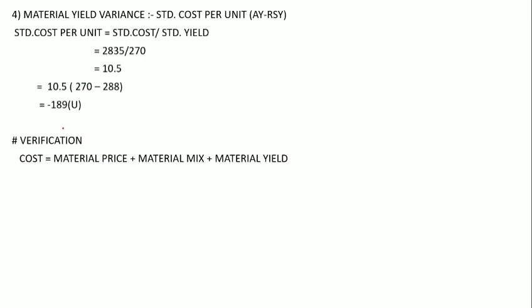After this, do a verification step. For cost, material price plus material mix plus material yield. So put the values. Material price is minus 15, material mix is minus 36, and material yield is minus 189. So the final answer is minus 240 and in brackets U.